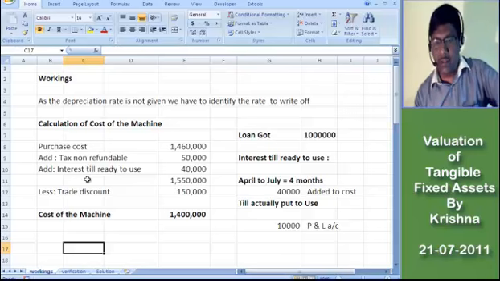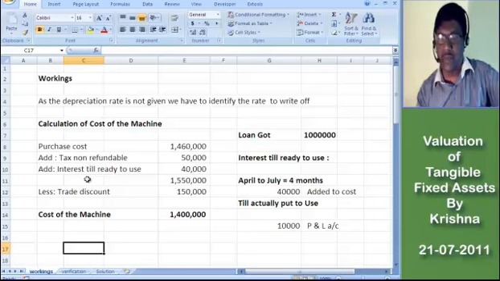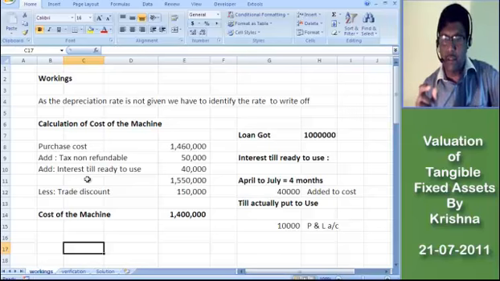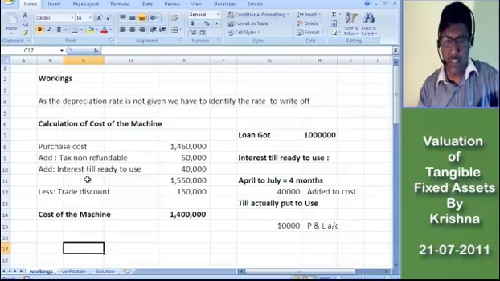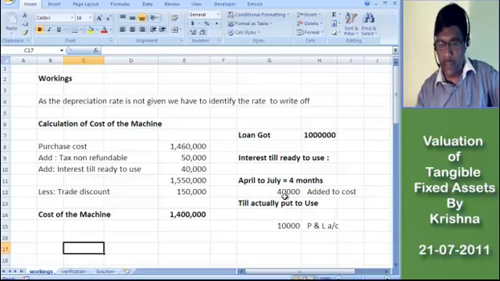of the machine. But actually the machine was put to use only on 1st September. That is 1 month, August, we have not used the machine. For that part, whatever interest is there, it should be transferred to profit and loss account. So the interest paid from the date of sanctioning of the loan to the machine was ready to use, that period 4 months, interest should be added to the cost. That is 40,000 we are having.